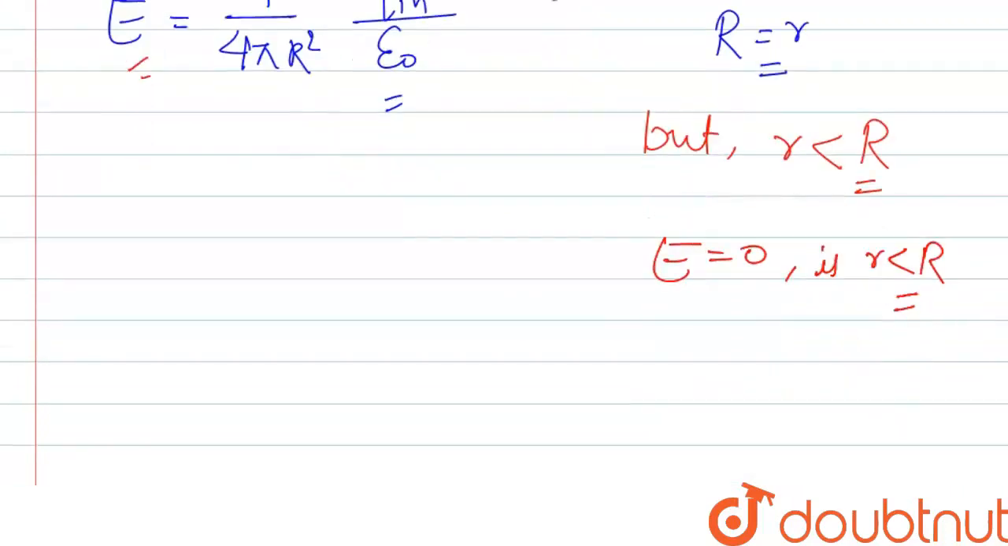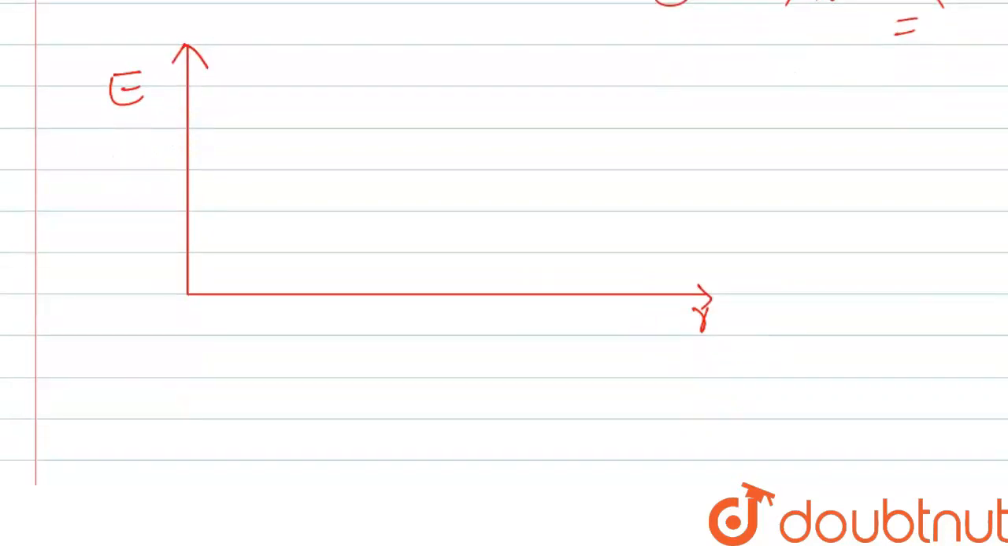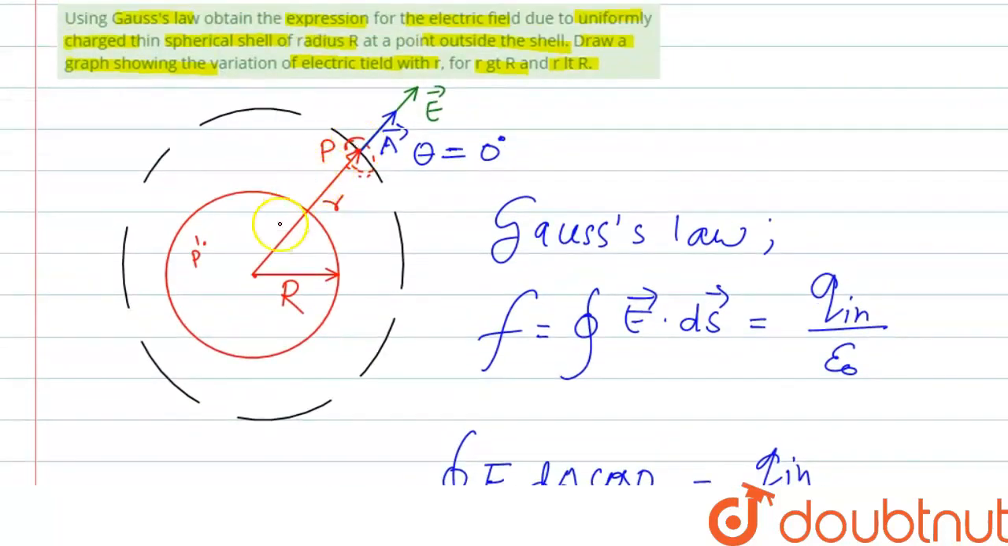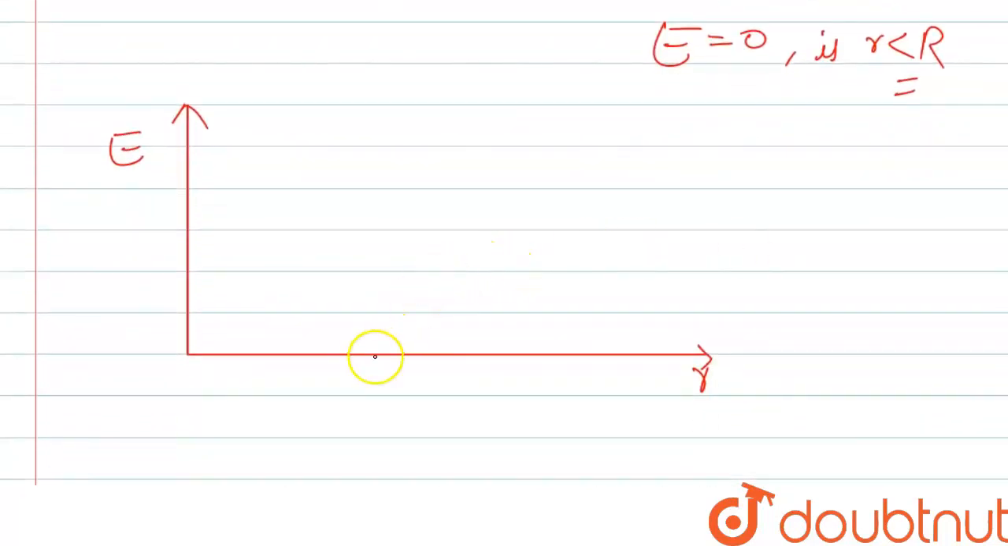Now if we try to plot the graph, it will be like this. Here is the electric field and here is the distance from the center. So we see that till we reach capital R, the electric field is 0. Let's say this is R. Till then the electric field will be 0.